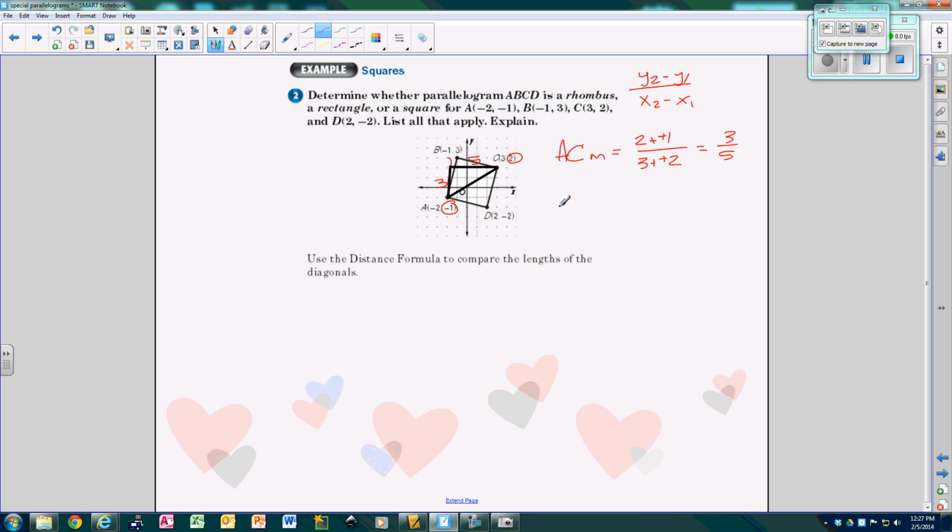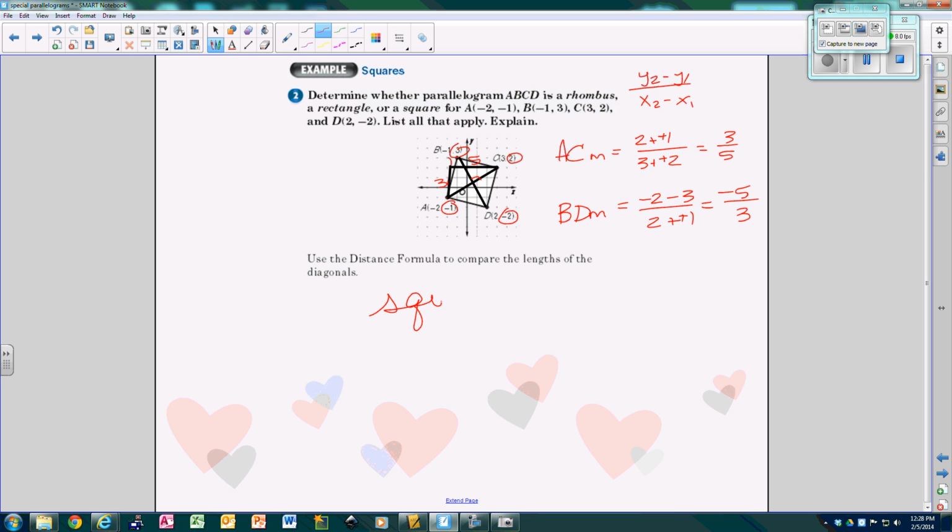We'll do the same thing with BD. So BD slope. If I do the same slope formula, negative 2 minus 3, and then positive 2 minus negative 1. So this would be negative 5. 2 negatives make a positive. 2 plus 1 is 3. Since these are negative reciprocals, that means that my diagonals are definitely perpendicular. So now I would just say that these are definitely perpendicular. And since they're both 3 over 5 and 5 over 3, that also makes them congruent.